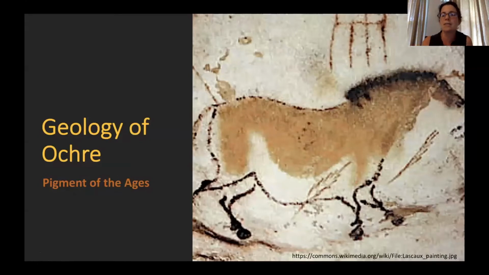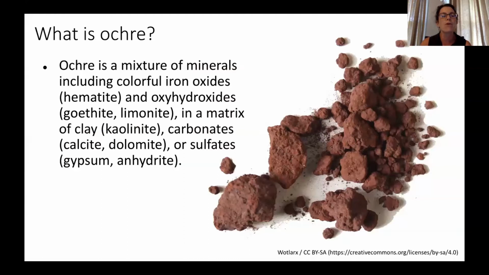So again, what I'm going to talk to you about right now is the geology of ochre. This is a pigment that has been used for tens of thousands of years, one of the very first pigments to be used by humans for creating works of art. So from a geological perspective, ochre is a mixture of minerals that includes iron oxides, and it's these iron oxides that give the ochres their colors.